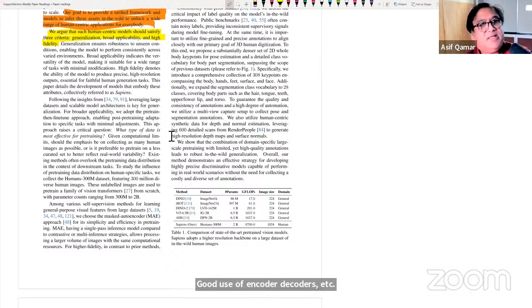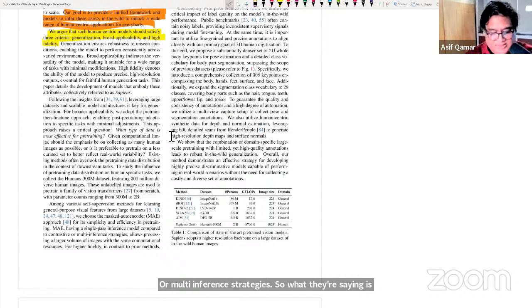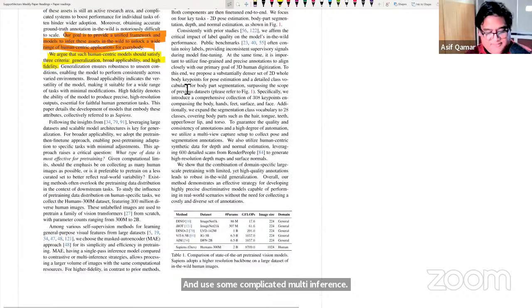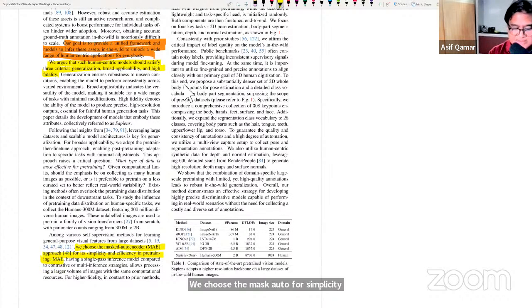By the way, when I mean encoder, decoder, just to give you a heads up, these are all transformer-based models. They're not CNN. We're not talking CNN here. We're talking transformers. MAE is a single pass inference model compared to contrastive or multi-inference strategies. So what they're saying is that we are not going to use a contrastive loss function or some complicated multi-inference strategy, et cetera. Okay. Now, they go on to say, and this statement is important, and I highlighted it in the paper: we choose the masked autoencoder for simplicity compared to contrastive.